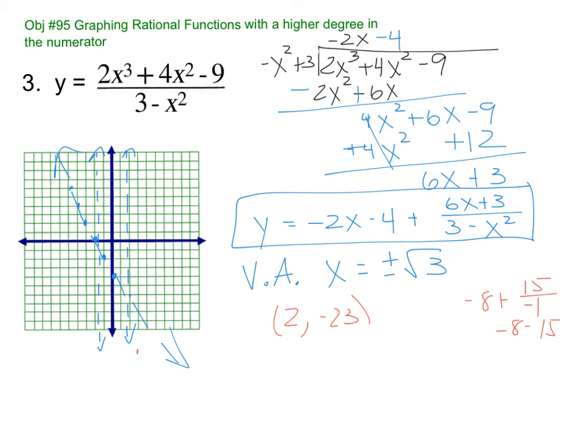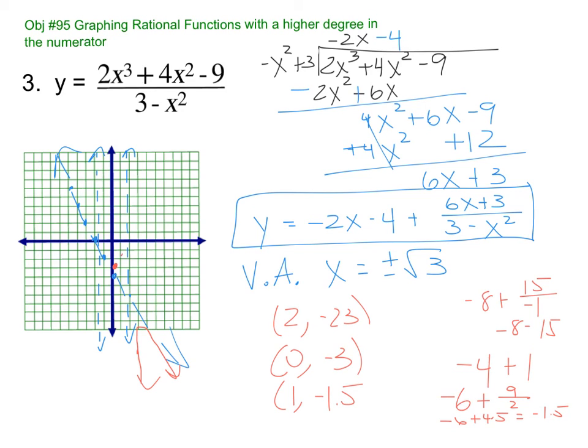So again, I'm kind of in this weird region, so the graph is going to end up looking like this. I'm going to plug in 0. See what happens if I plug in 0. I get negative 4 plus 3 over 3 plus 1, negative 3. 0, negative 3. So right there. I'm going to plug in 1 to see what I get there. So it's negative 6 plus 9 over 2. Negative 6 plus 4.5. That's negative 1.5.